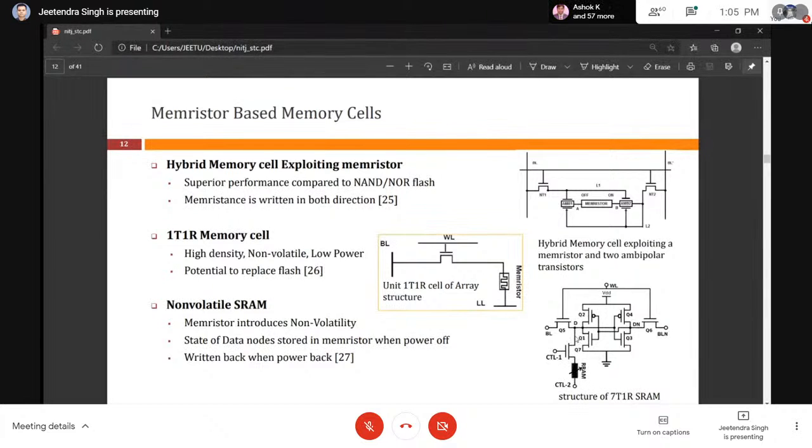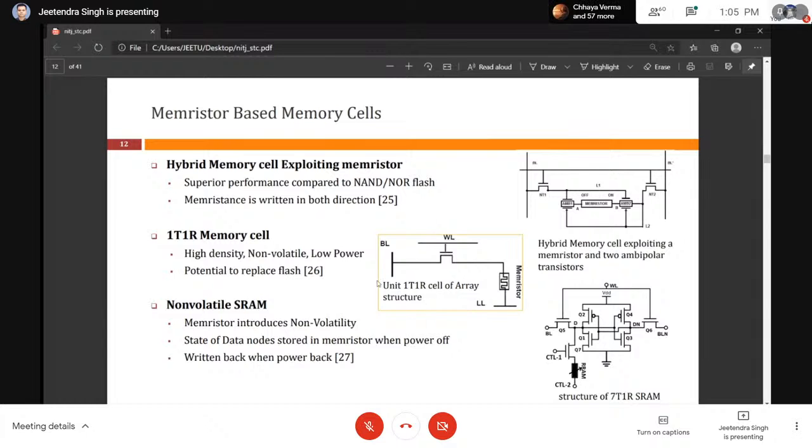So whenever the power goes off, the charge stored in this node will be restored to the memristor, and when the power comes back, the stored information will be written back to the node value. So these are the basic applications of the memristor.